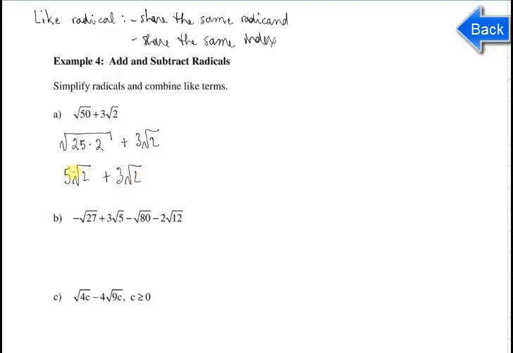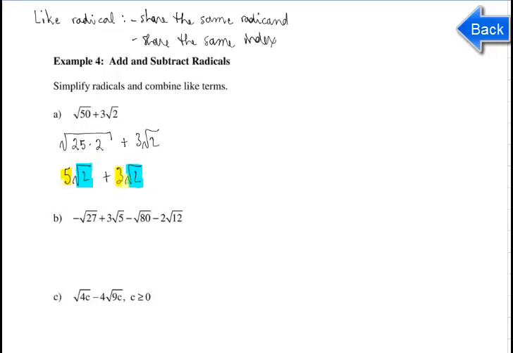And now I can see that not only do both of my radicals share the same index of 2, they also share the same radicand, which is 2. So when you go to simplify this expression, you want to add your coefficients, which are 5 and 3, and you want to leave your radicand the way it is.